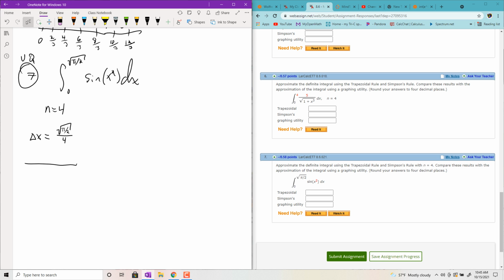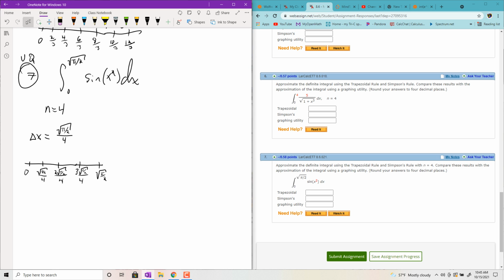So if you look at your interval, that's going to be 0, and then square root pi over 2 all over 4, and then 2 square root pi over 2 all over 4, and then 3 of those, and then you're up to 4 of those, so square root pi over 2.